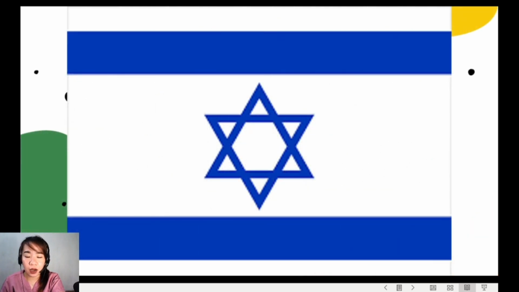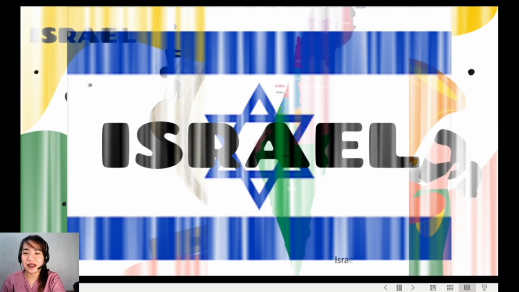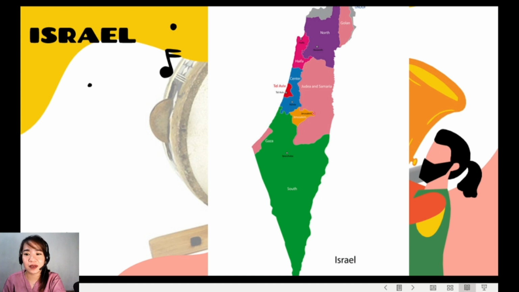Now, since our topic for today is about music of Israel, what do you think this flag is? Yes, very good. This flag represents the country of Israel. Now let us look at the map of Israel. As you can see here, we have the map of Israel, and let's talk about Israel more.